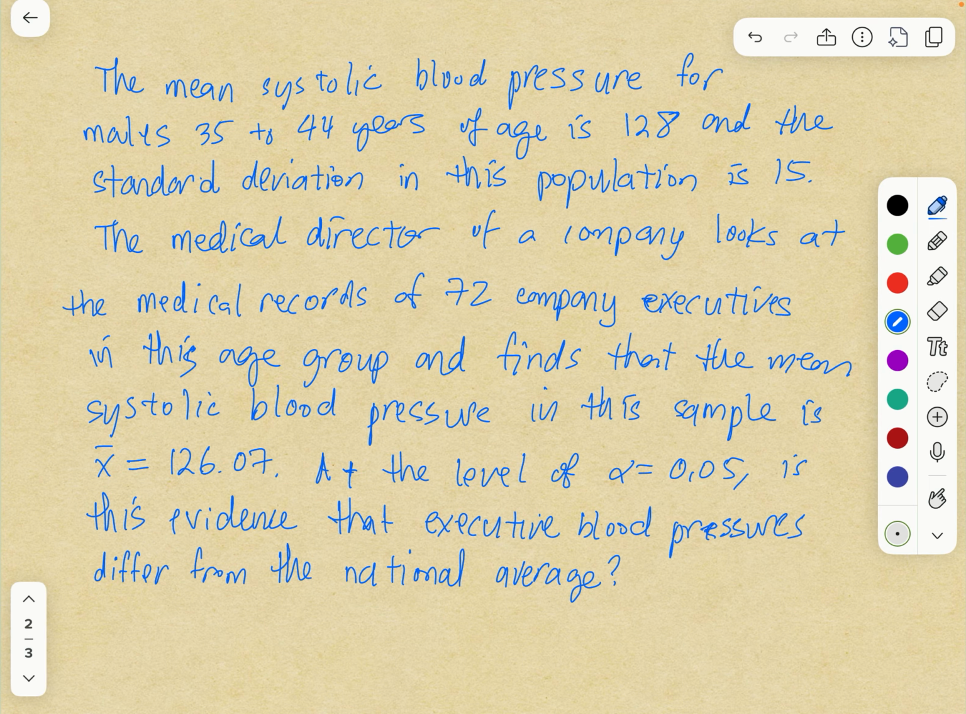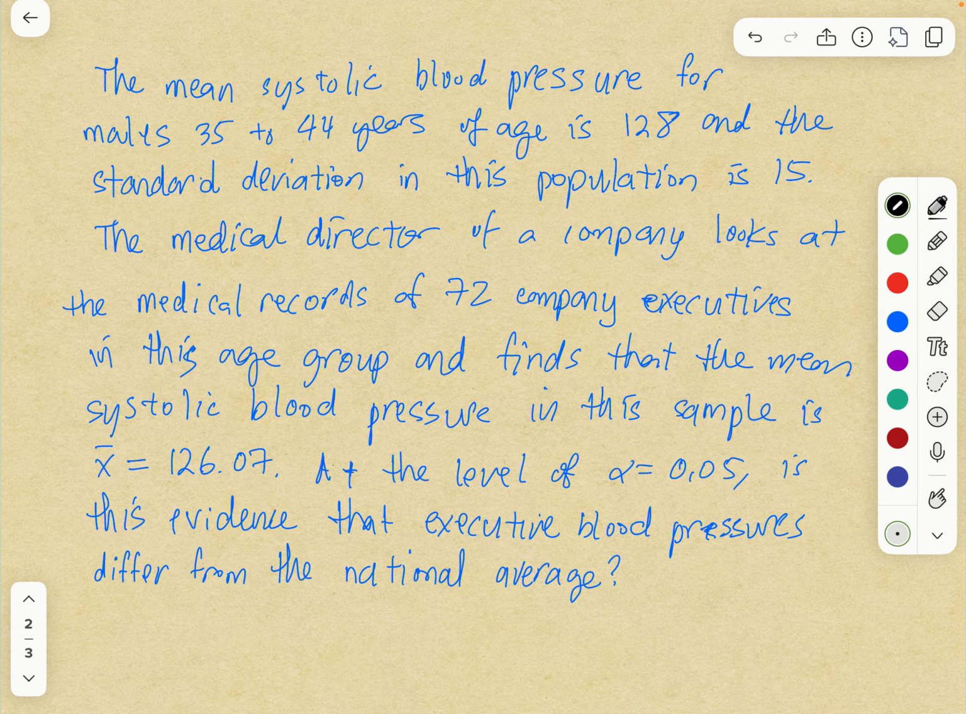Okay, this is another example of a hypothesis test. The mean systolic blood pressure for males 35 to 44 years of age is 128, and the standard deviation in this population is 15. The medical director of a company looks at the medical records of 72 company executives in this age group and finds that the mean systolic blood pressure in this sample is x bar equals 126.07. At the level of alpha equals 0.05, is this evidence that executive blood pressures differ from the national average?